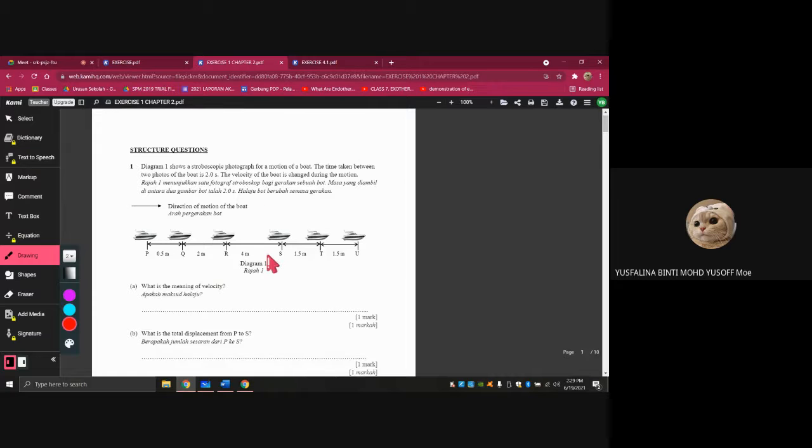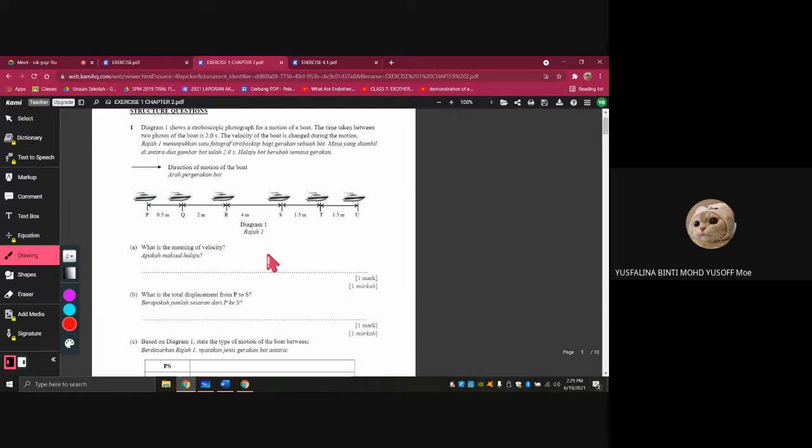So the next question: what does it mean by velocity? I just give the answer because I know there are certain questions that I need to discuss. For this one, most of you got it correct. Rate of change of displacement.